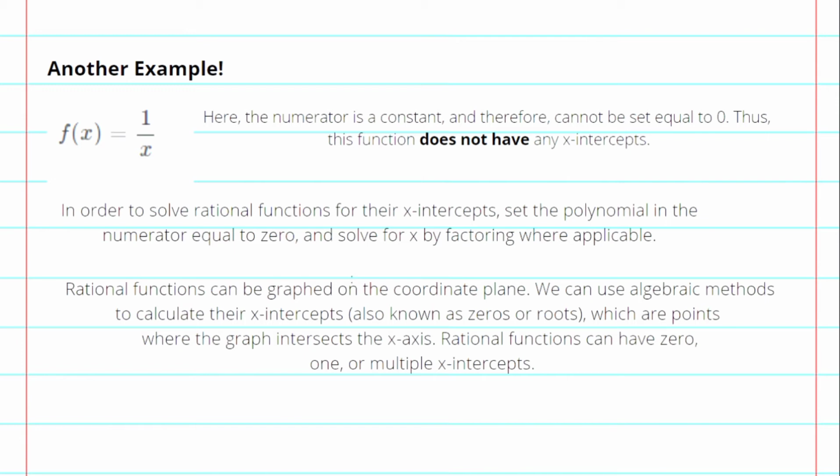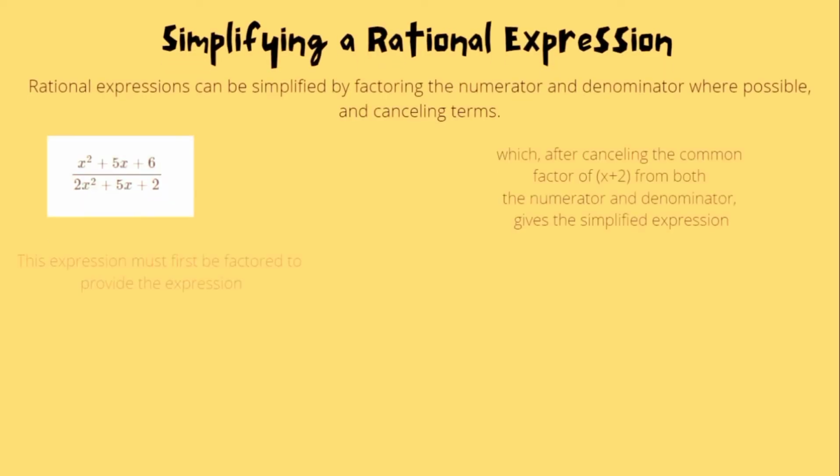Rational functions can be graphed on the coordinate plane. We can use algebraic methods to calculate their x-intercepts, also known as zeros or roots, which are points where the graph intersects the x-axis. Rational functions can have 0, 1, or multiple x-intercepts.